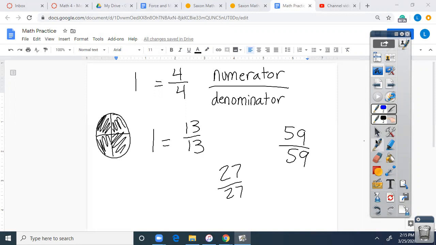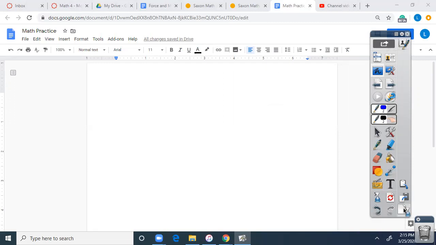Okay, if you want to pause this video right here and write down numerator, denominator, all of that, we are going to move on to talking about fractions that are half, or fractions that are equal to 1/2. Okay, so pause that video. I'm going to erase this, and we are going to move on. Okay, so fractions that are equal to 1/2.